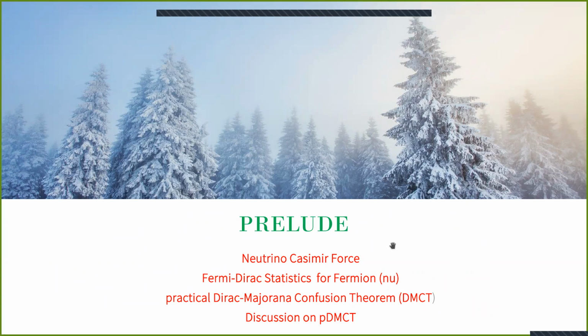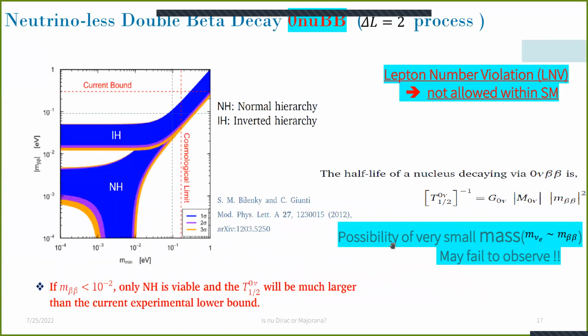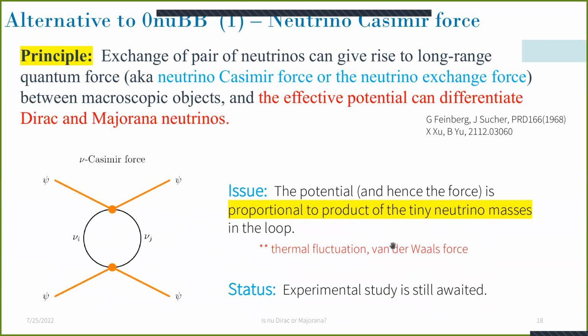One is the neutrino Casimir force, just like the usual Casimir force. This is a possibility. With such a small mass, you may fail to observe this experimentally, so you need some other way. One of them is the neutrino Casimir force.